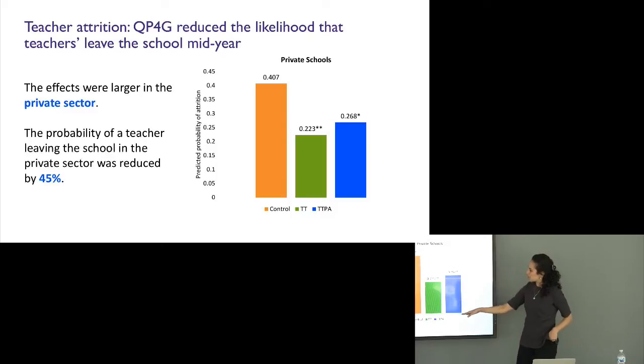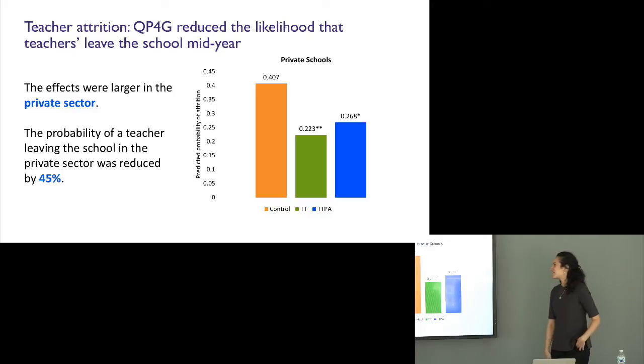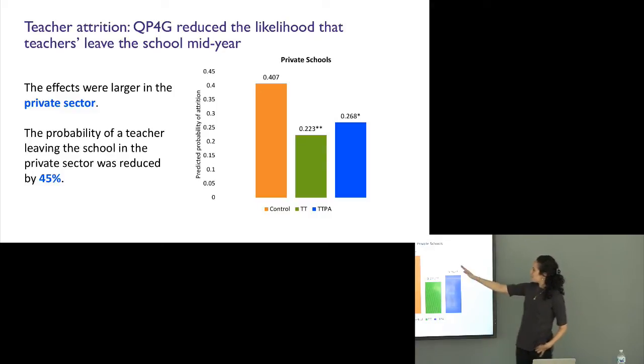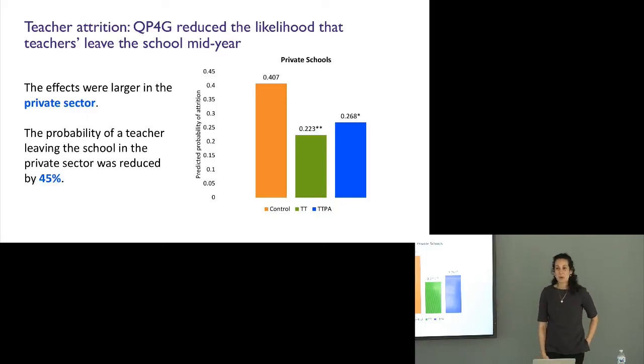So this is the private sector showing you the predicted probability of turnover. In the control group, it was more than 40%. This was not that surprising to the school head teachers, but it was higher than we expected. Just by receiving training and coaching, the probability goes down by about 45%. There were no monetary incentives as part of this program, so it is really remarkable that when teachers are invested in, they're much more likely to stay.